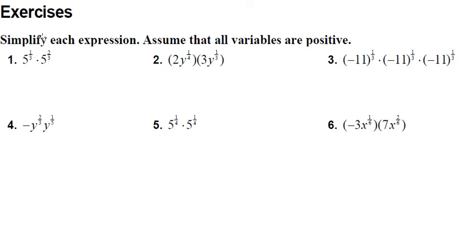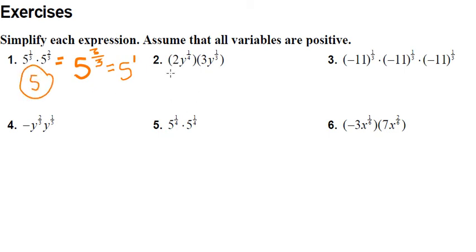So right here, it's asking us to simplify each expression, and it's assuming all variables are positive. So this means we're not going to need those absolute value bars as we're simplifying. So I've got bases of 5 here, and when I'm multiplying exponents with like bases, I just add. So this is going to give me 5 to the power of 1/3 plus 2/3. So that's 5 to the power of 3/3. So that's 5 to the power of 1. So our answer here is just 5.